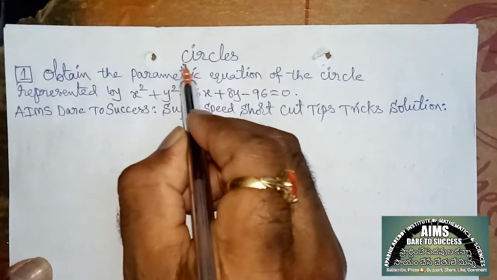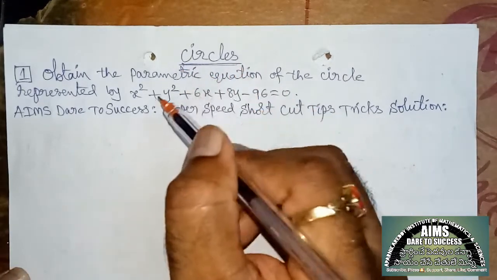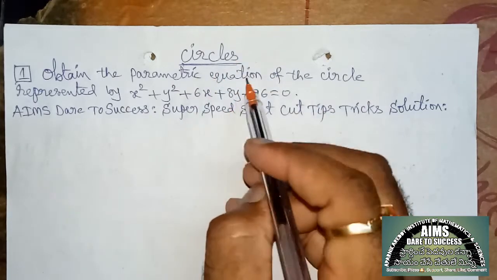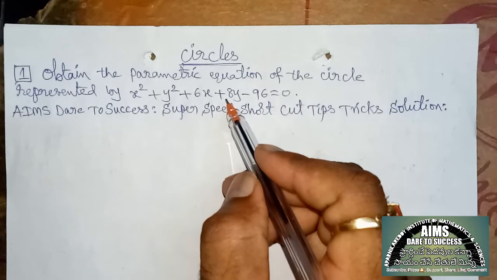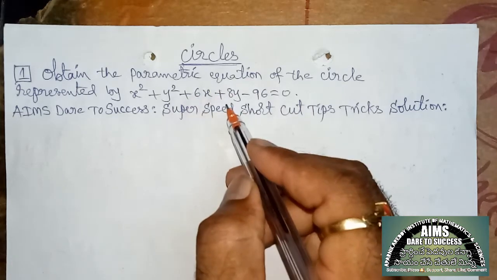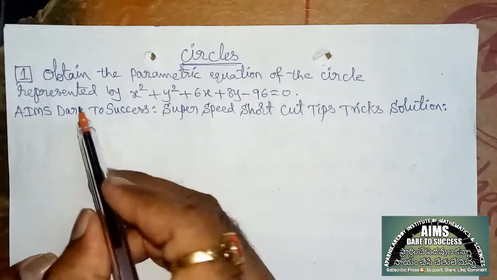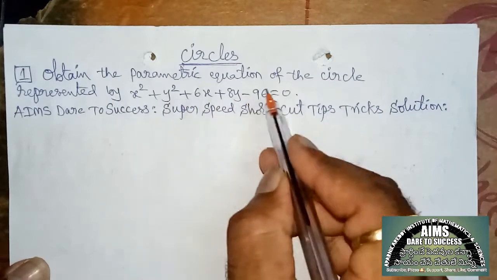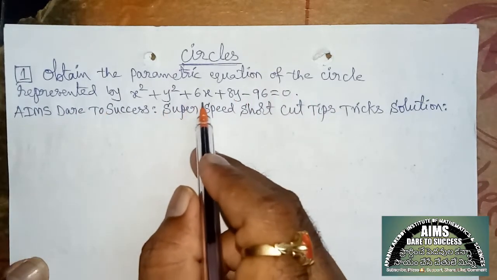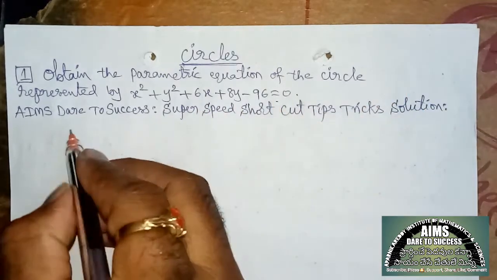Today I wanted to discuss with you the circles chapter. This type of problems will also be helpful in all competitive exams and all board exams like ICSE, CBSE and all state board exams. So today I wanted to go directly to the question. Obtain the parametric equation of the circle represented by x square plus y square plus 6x plus 8y minus 96 is equal to 0.